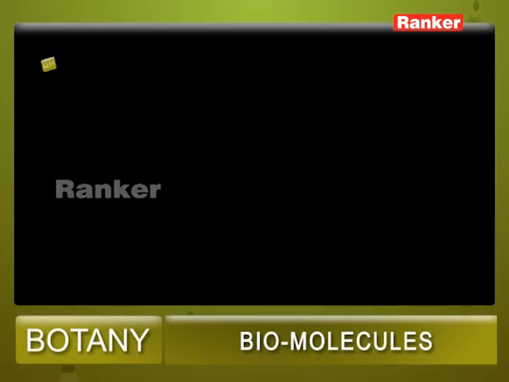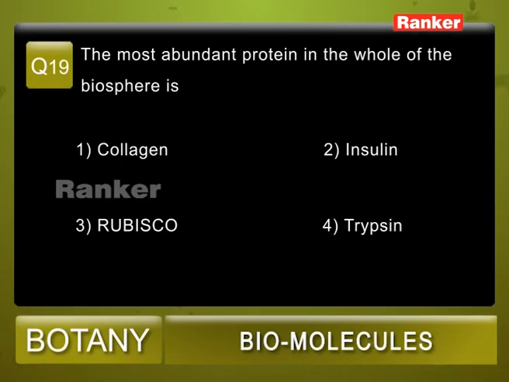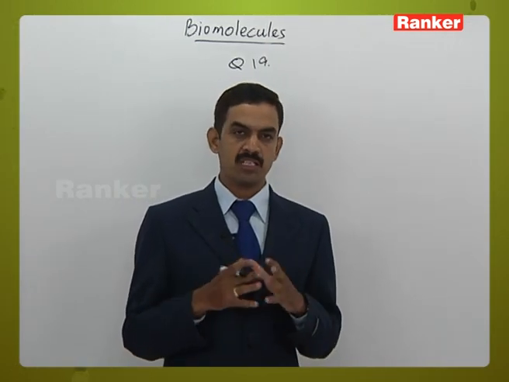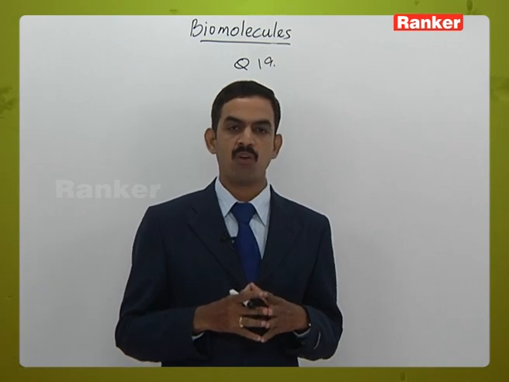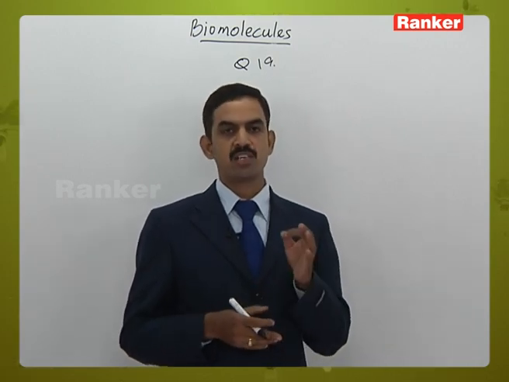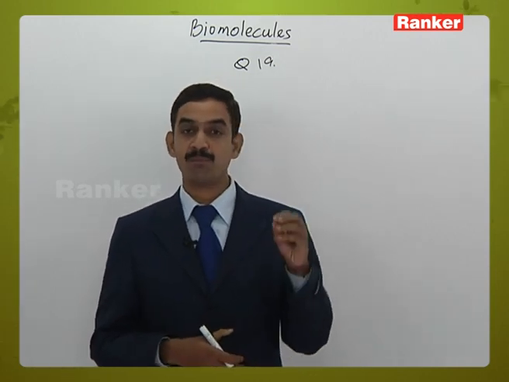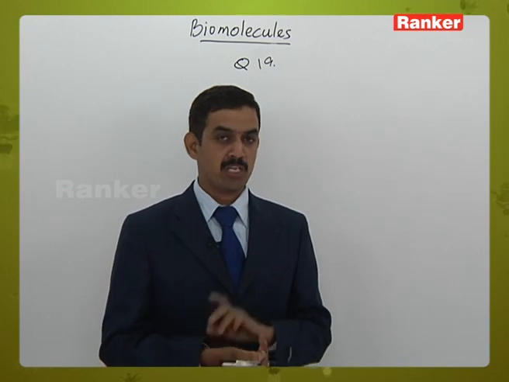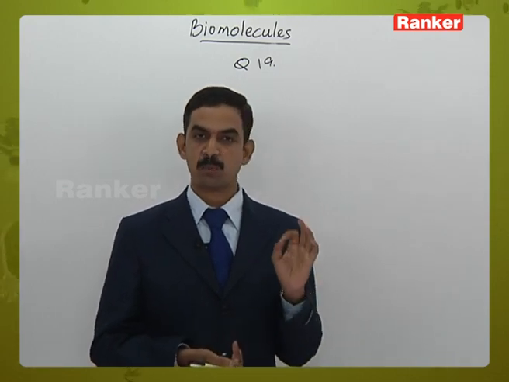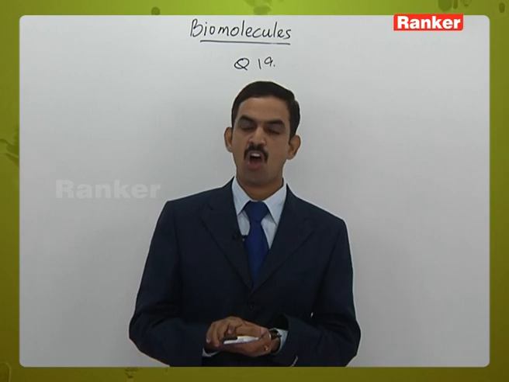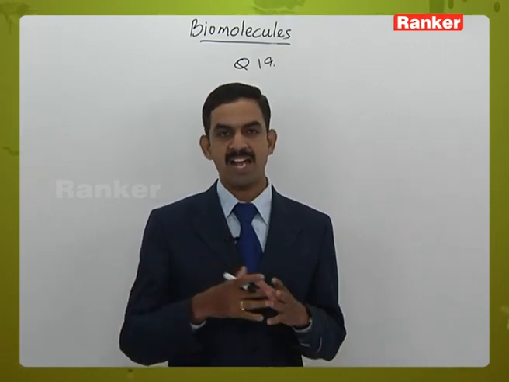Question number 19, the most abundant protein in the whole of the biosphere is 1. Collagen, 2. Insulin, 3. Rubisco, 4. Trypsin. Okay. In the options, all the 4 are a type of protein molecules. Collagen is present in animals. Collagen is the most abundant protein present in the animal cell, but not in the entire biosphere. Then insulin is a hormone, so that is present in animals.